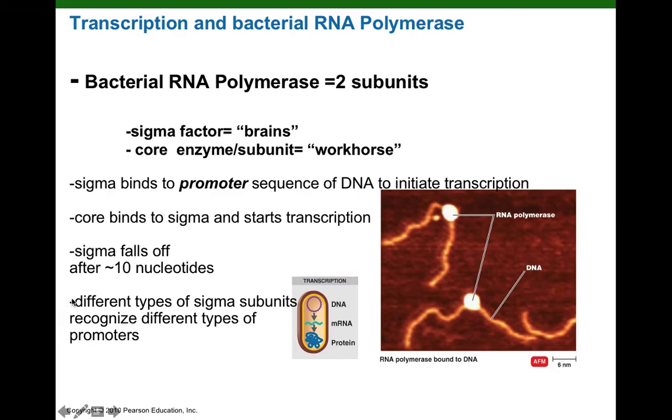So in bacteria, they'll have different types of sigma factors, sigma subunits. They will recognize different promoters on the chromosome. And this is one way that the bacteria can control which genes will be transcribed and eventually translated. So that's just kind of a neat control process.